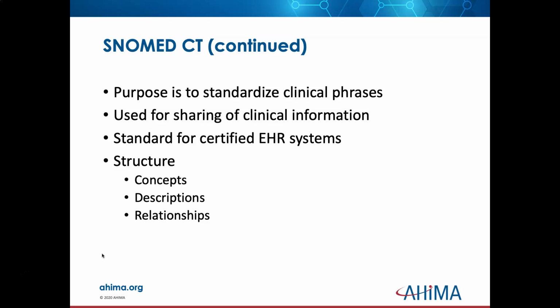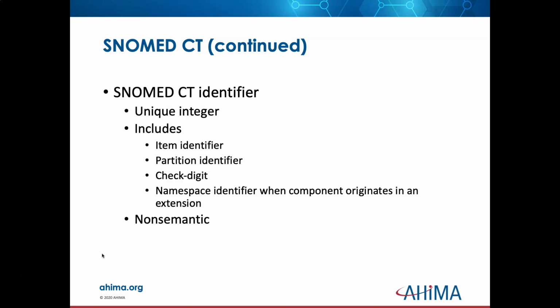Its structure is made up of 3 items: concepts, descriptions, and relationships. So make sure you know that. The structure of SNOMED is made up of concepts, descriptions, and relationships. The SNOMED identifier is a unique integer. It includes an item identifier, a partition identifier, a check digit, namespace identifier, and is non-semantic.